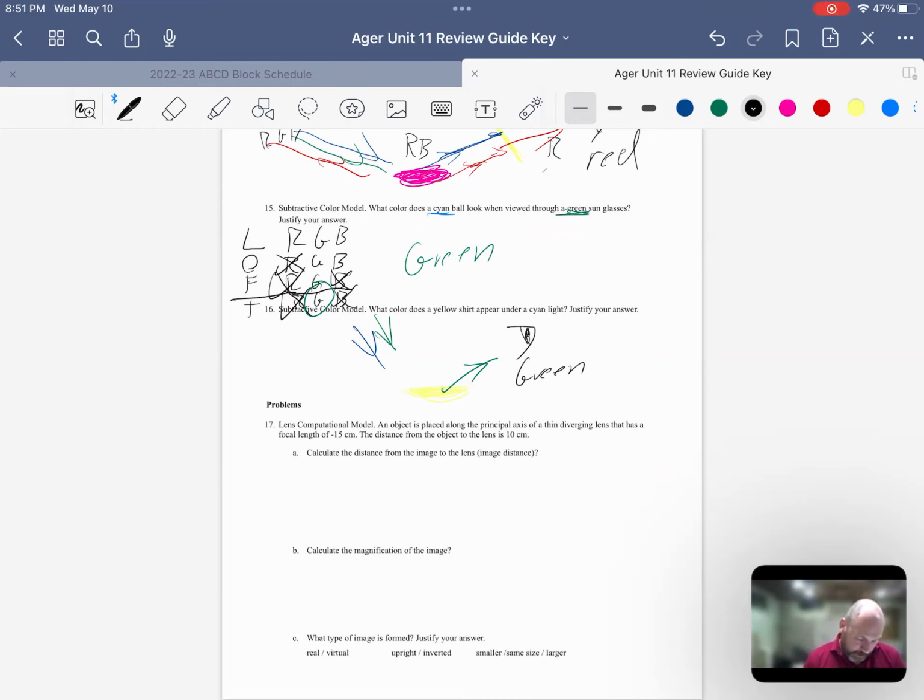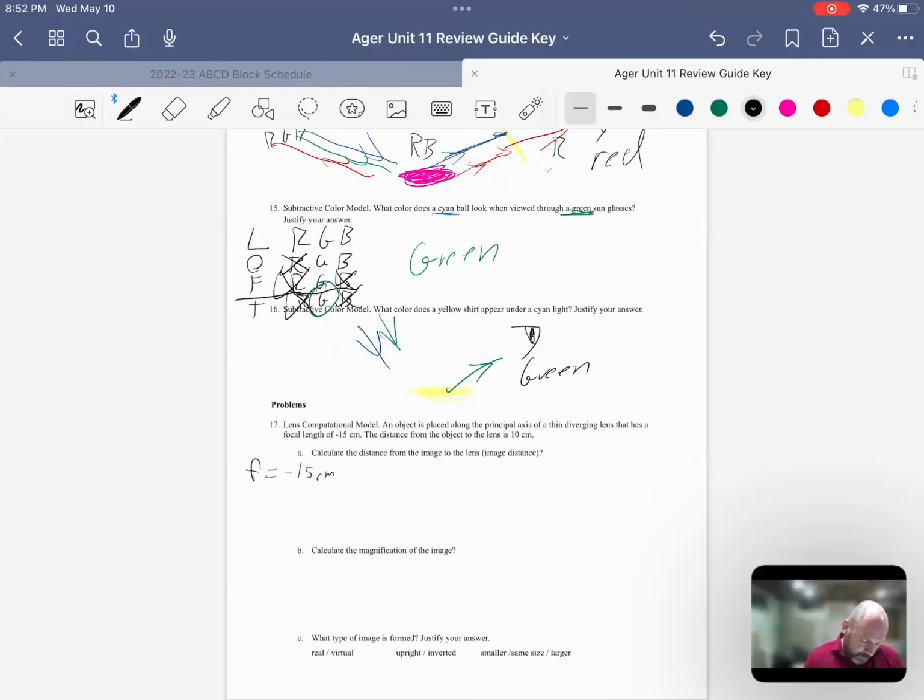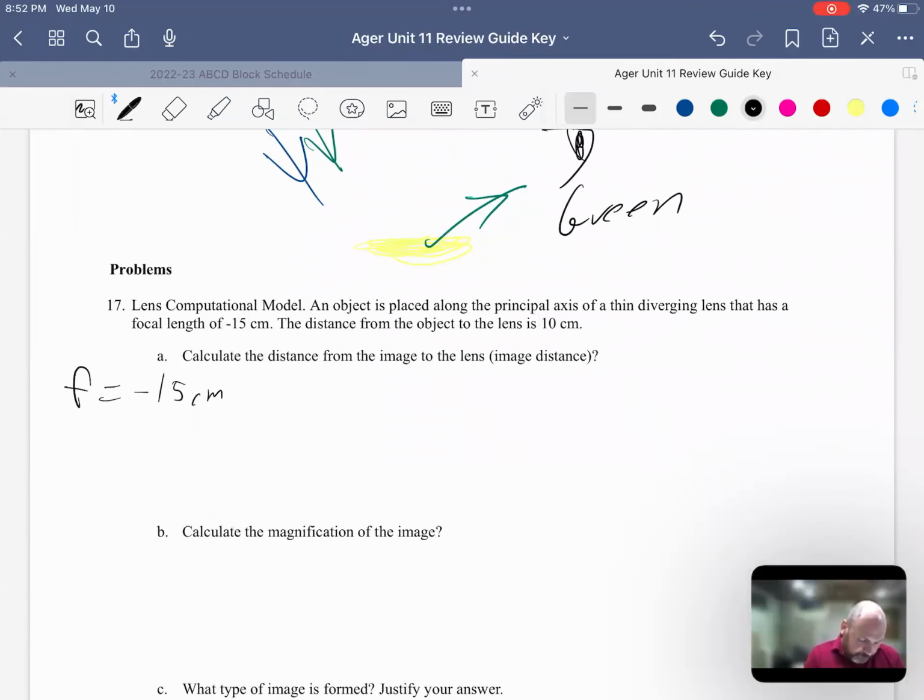You've got an object placed along a principal axis of a thin lens, and it has a focal length of -15. So that's going to be F equals -15 centimeters. And the distance from the object to the lens is 10 centimeters, so that's DO is 10 centimeters. First one is calculate the distance to the image. So it wants DI there.